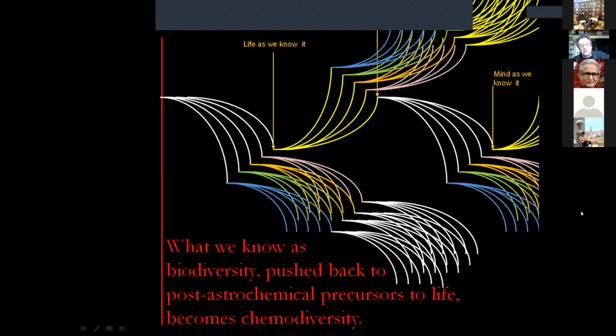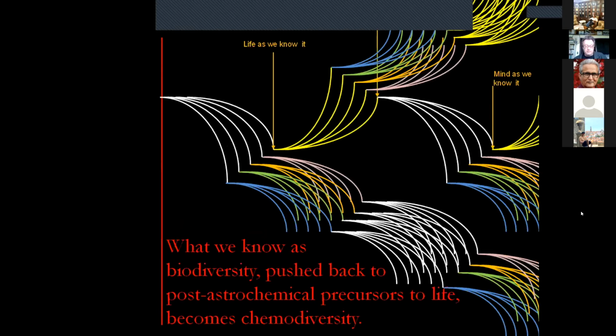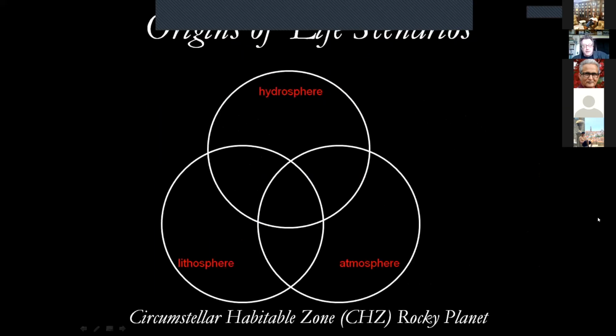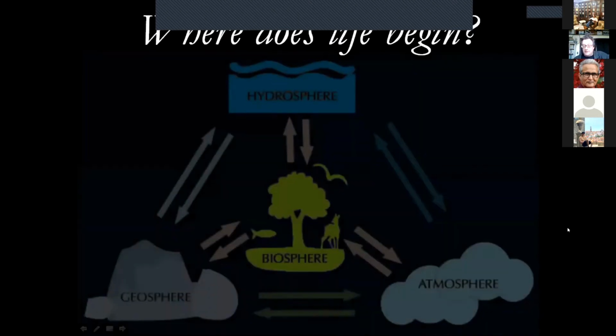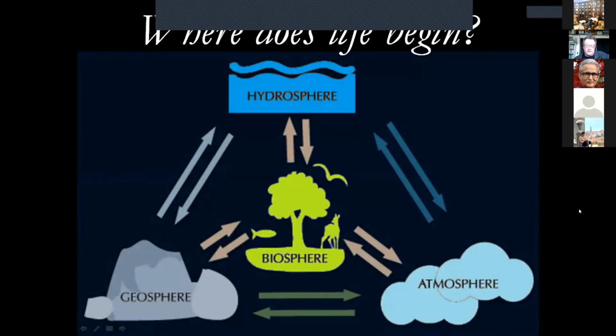So we see this in the terrestrial biosphere in terms of biodiversity. And the world is very rich in biodiversity. That's one of the puzzles of evolution, why there's so much biodiversity. But we can think of this in a larger context of the chemodiversity of the universe that takes its departure from post-astrochemical emergent complexities. So in the emergent origins of life scenarios that we are based on, a familiar scenario of a smallish rocky planet in a circumstellar habitable zone, we sometimes divide up the planet into the hydrosphere, the water, the lithosphere, or the ground, and the atmosphere, or the air.